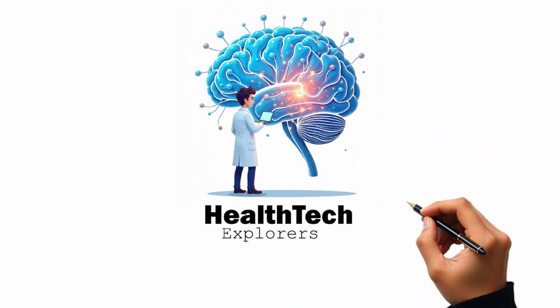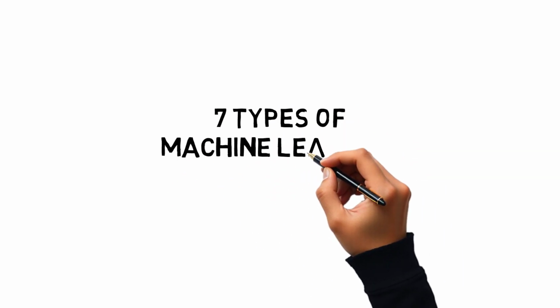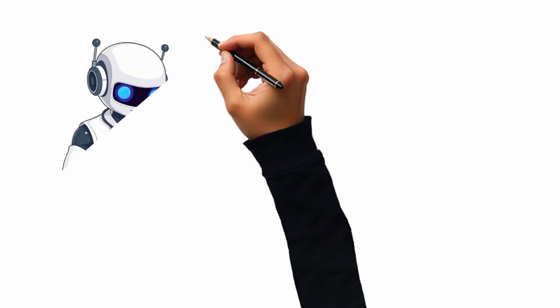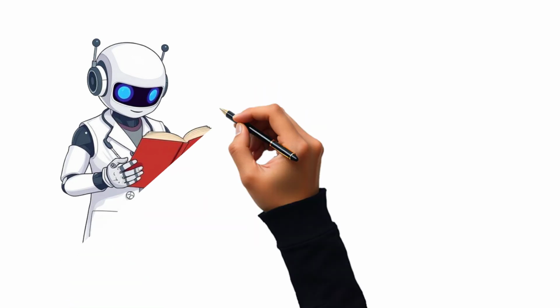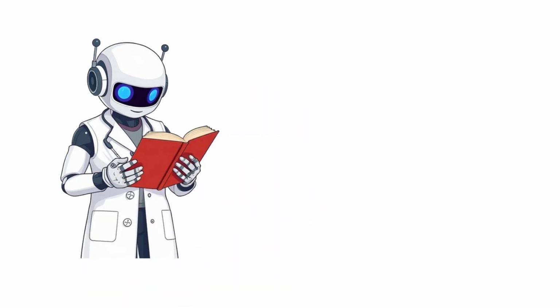Today we are starting a new series of videos about machine learning. In this video, we will explain what machine learning is, how it works, and how it is used in medicine and healthcare. Machine learning is a subset of artificial intelligence that allows computers to learn from data and make predictions or decisions without being explicitly programmed.